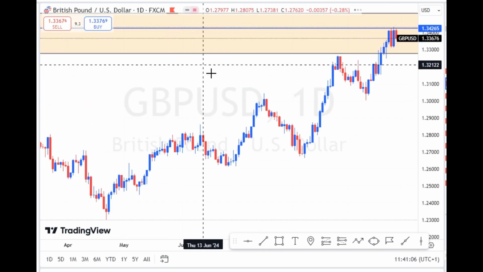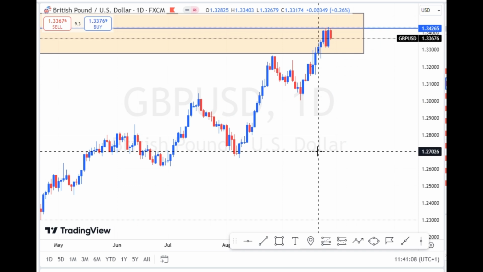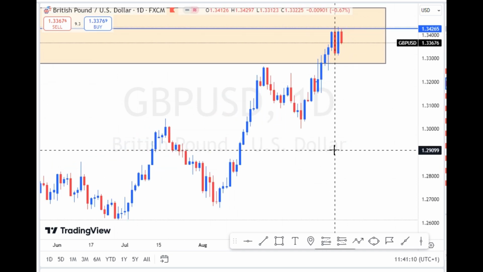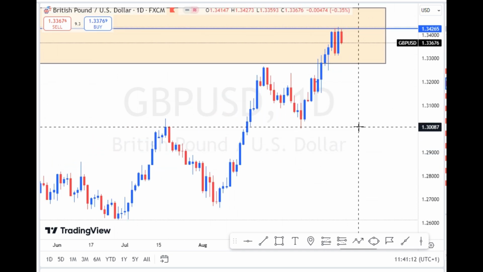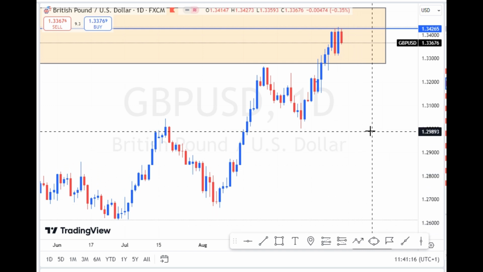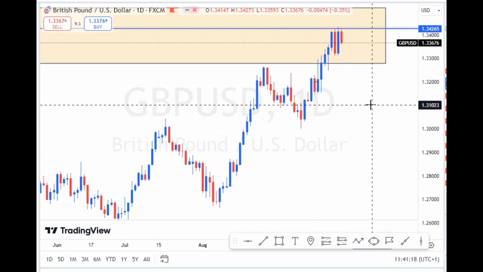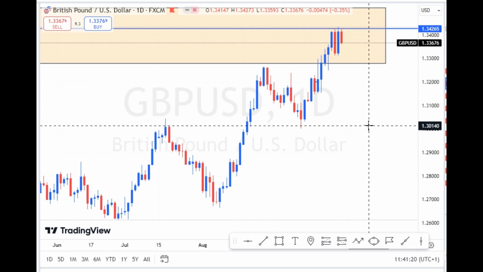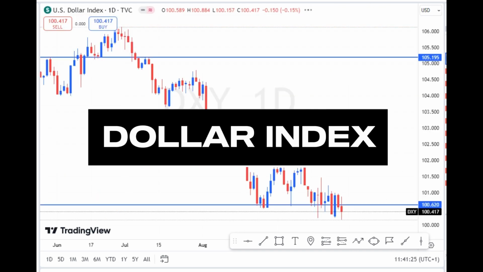Let's go back to our daily chart now. On my daily chart, price may start dropping for the Great British Pound USD. So we're expecting price to drop this coming week for Great British Pound USD. The next pair I'll be looking at now is the dollar index.